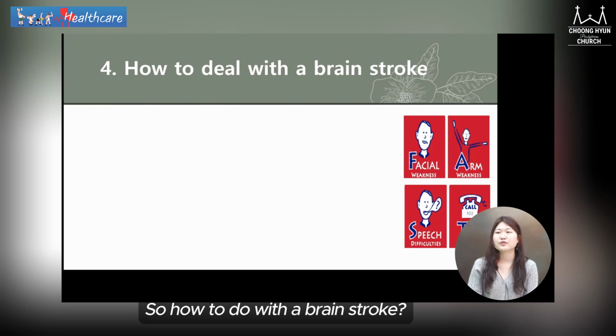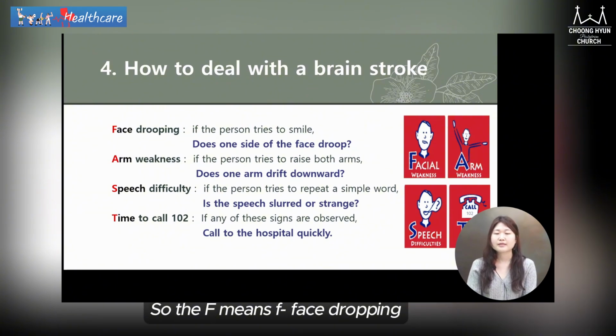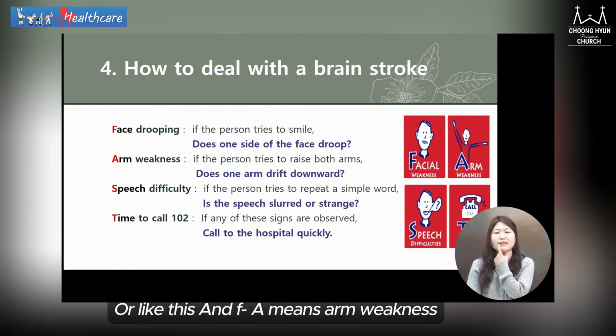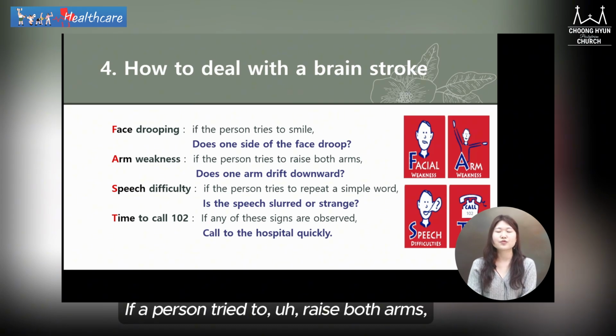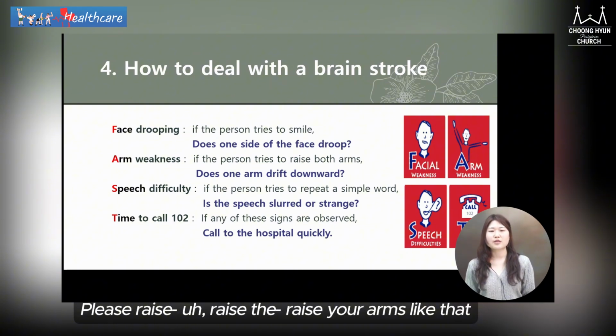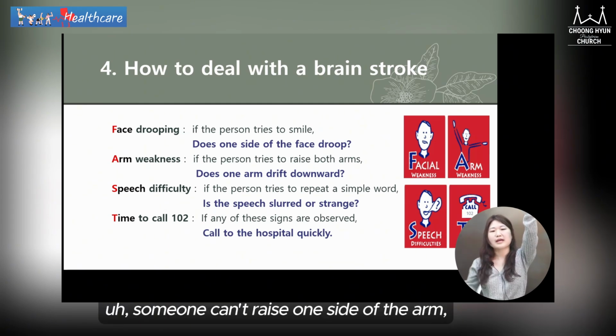So how do we recognize the brain stroke? Let's see that. So we can remember the FAST signal, F-A-S-T. So the F means face drooping. If a person tries to smile, does one side of the face droop like this or like this? And A means arm weakness. If a person tries to raise both arms, does one arm drift down like this? Please raise the arms like that, but someone can't. Someone can't raise one side of the arm, like that.